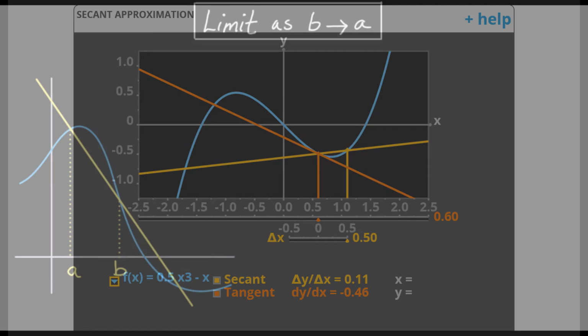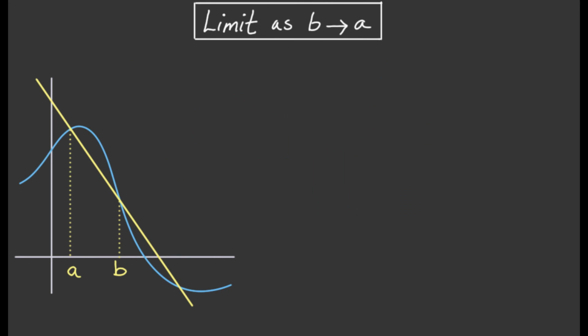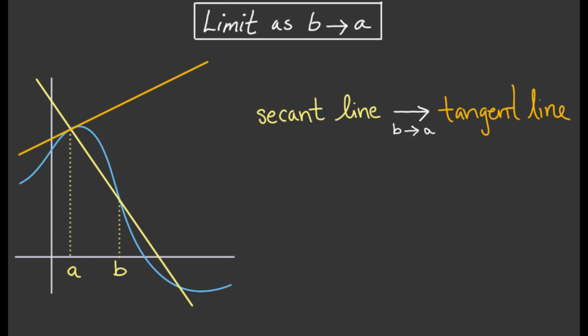Let's go ahead and recap what we've just seen. We saw that in the limit as B approaches A, the secant line approaches the tangent line. So in particular, the slope of the secant line as B approaches A becomes the slope of the tangent line.